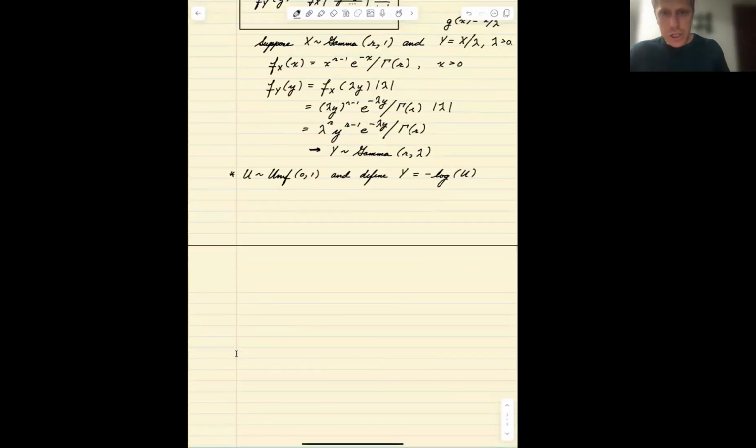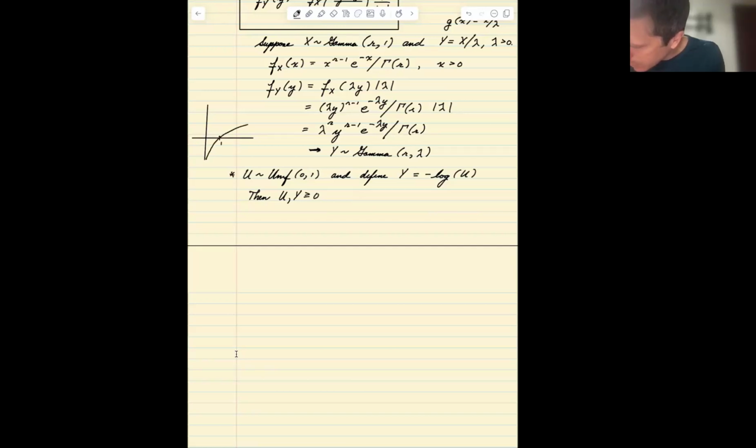Is, in this case, g, right? First of all, we note that U and Y, in this case, are both non-negative, because U is between 0 and 1. We're taking the log of something between 0 and 1. That's a negative number. So log is defined for positive real numbers. Above 1, that's what the log looks like. So this is 1. The log looks something like this.